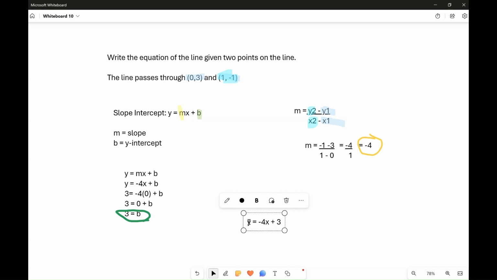Okay. And that is it right there. That's the whole thing.